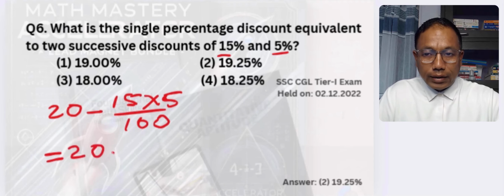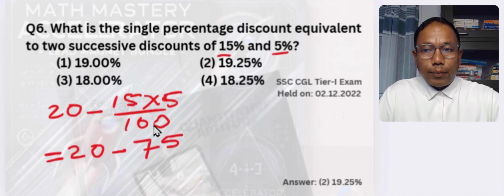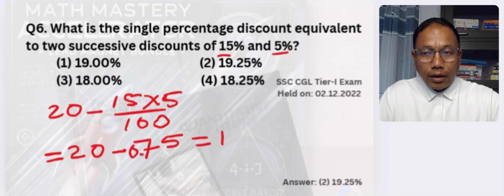20 minus, multiply 15 and 5. 5 5s are 25, 5 in hand... 5 1s is 5 plus 2, 7. Divided by 100, we have the point here, 0.75. 20 minus 1 is 19. 100 minus 75 is 25.